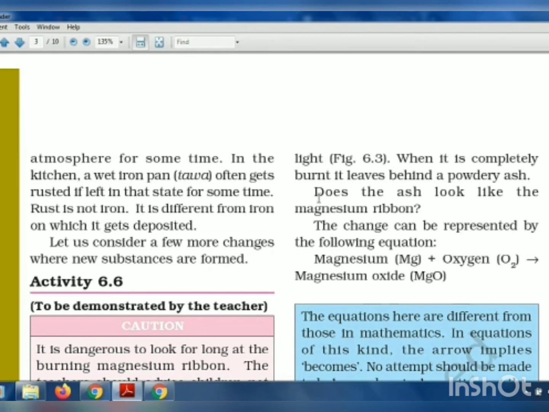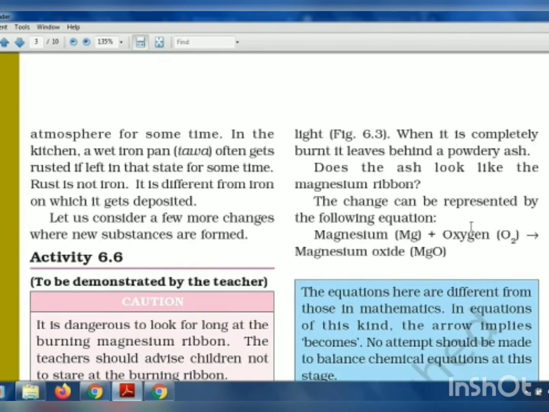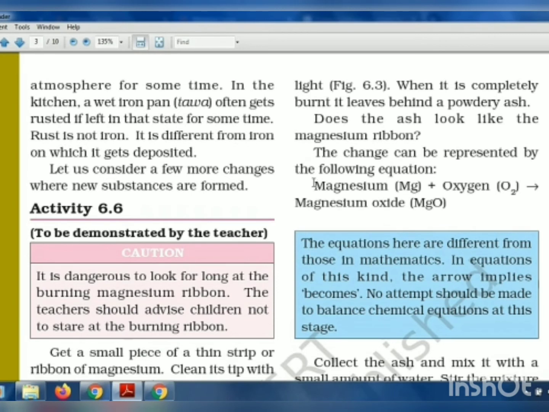Now what we have to do is mix the ash with water. Before that, they have given you the equation: magnesium, that is Mg, plus oxygen, that is O2. These are the chemical names, Mg and O2. Magnesium plus oxygen gives us magnesium oxide, which is MgO. So this chemical reaction between magnesium and oxygen gives us magnesium oxide.